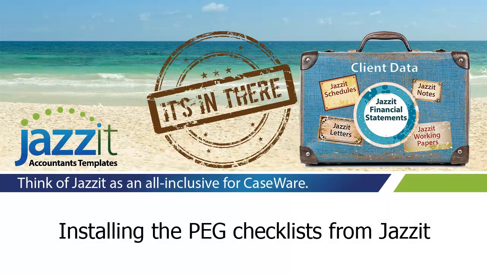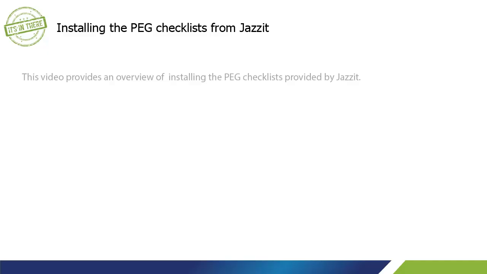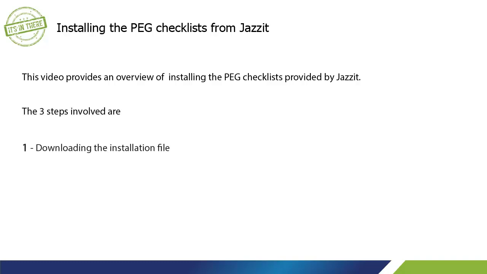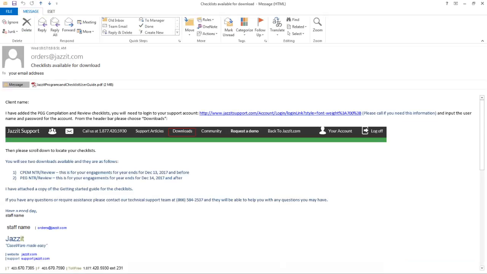Installing the PEG checklist from Jazzit. This video provides an overview of installing the PEG checklist provided by Jazzit. The three steps involved are downloading the installation file, installing the files, and connecting the master file to the resource center.